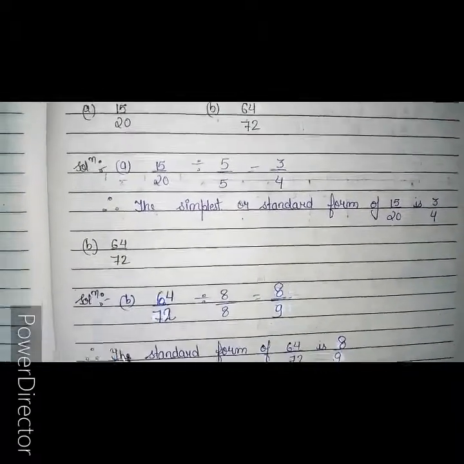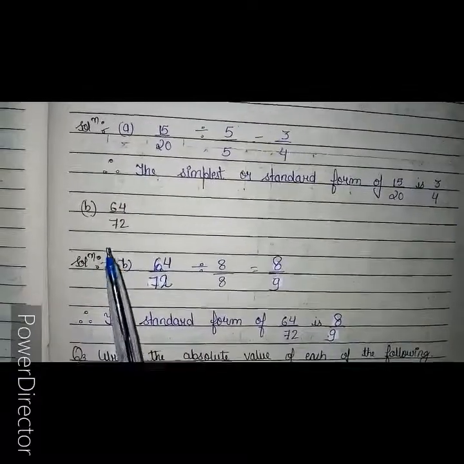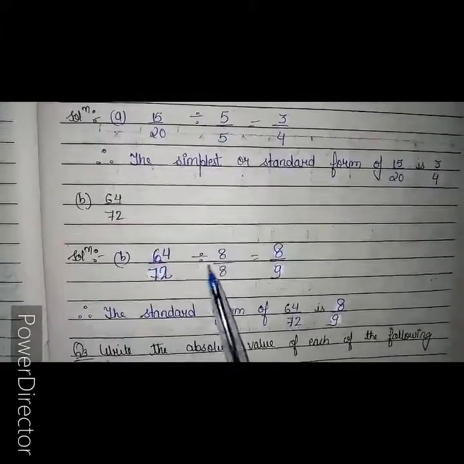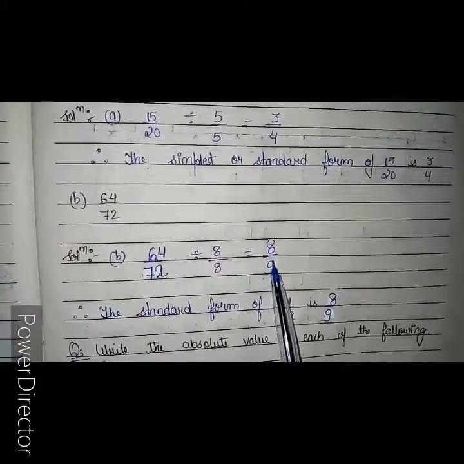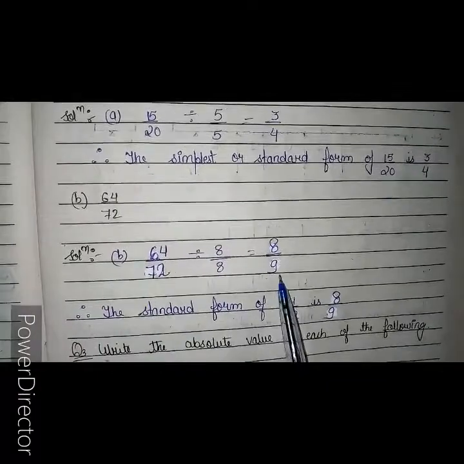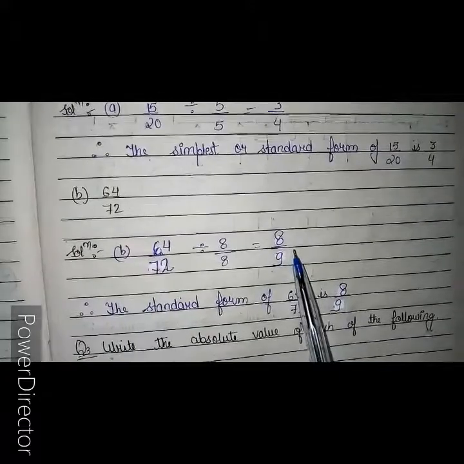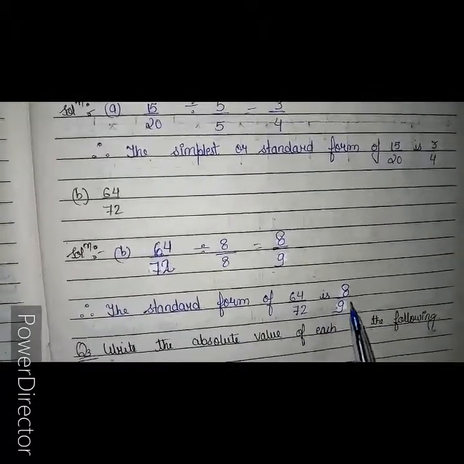Now question B. 64 upon 72. Here both 64 and 72 are divisible by the table of 8. 64 divided by 8 equals 8 and 72 divided by 8 equals 9. Now we see that 8 upon 9 has no common factors. Therefore the standard form of 64 upon 72 is 8 upon 9.